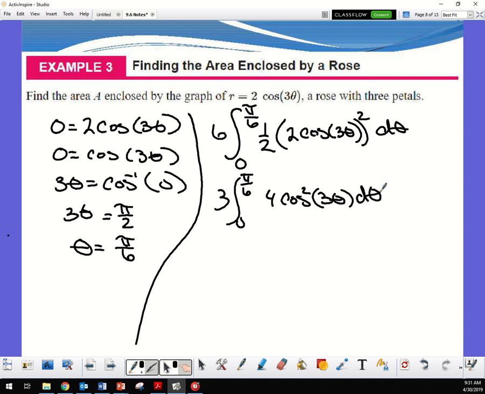So I want you guys to try that one right now, please. We're doing the same thing, but this time we're getting rid of the square by using the identity of the double angle. But my double angle is not going to be 3 theta or 2 theta. You're doubling the angle that we have, which is 3 theta.